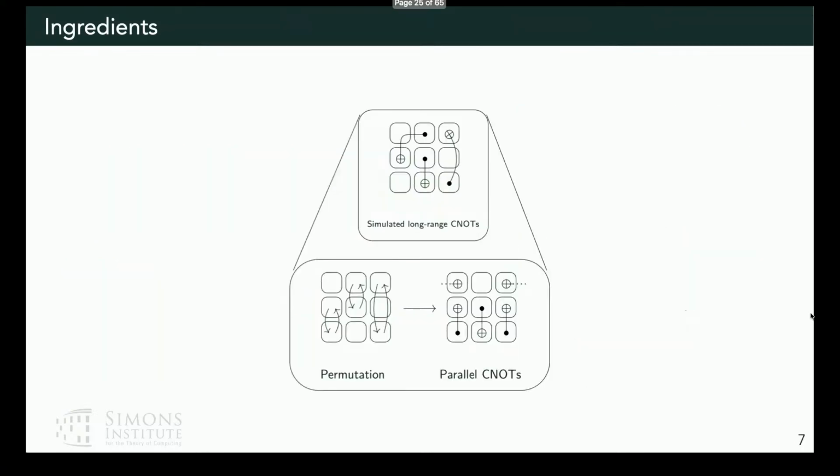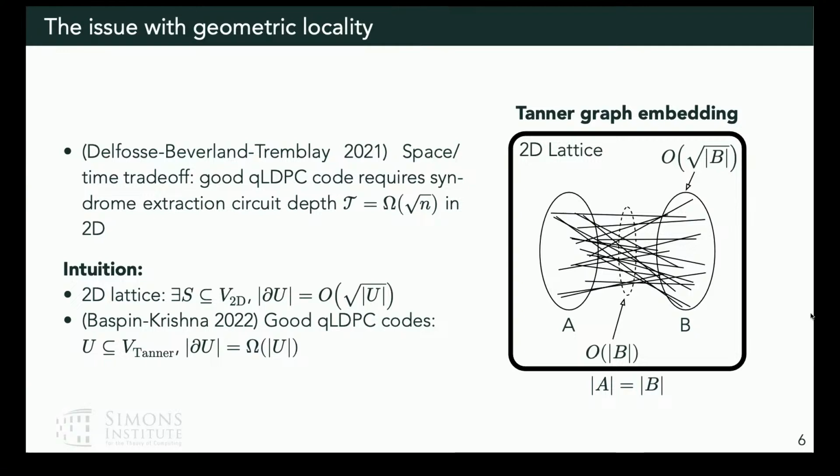So okay, but this is a statement about the depth of our syndrome extraction circuit. It doesn't necessarily preclude you from having a threshold, and indeed it doesn't. So what's the strategy that we're going to take?